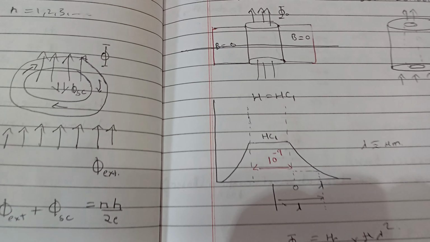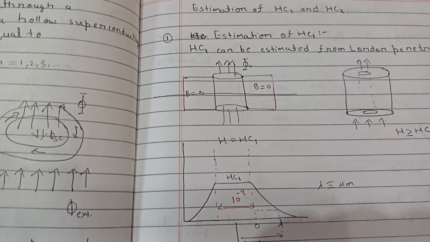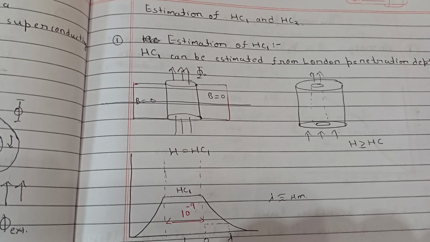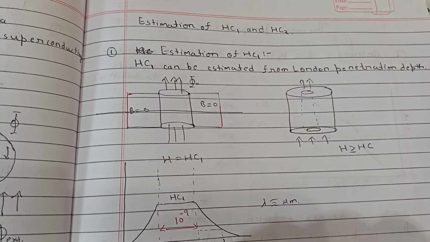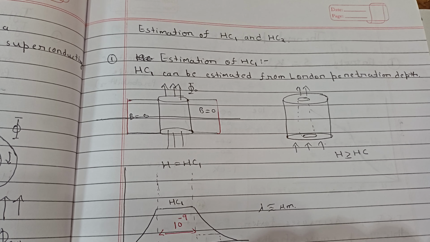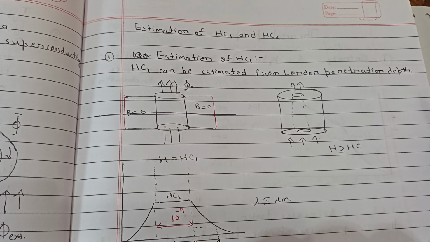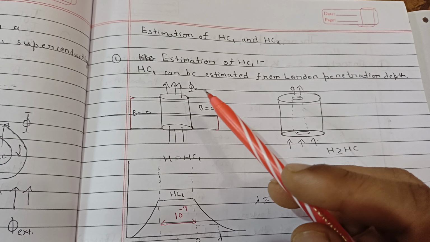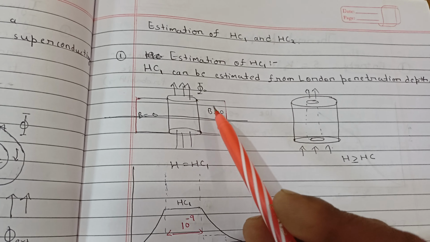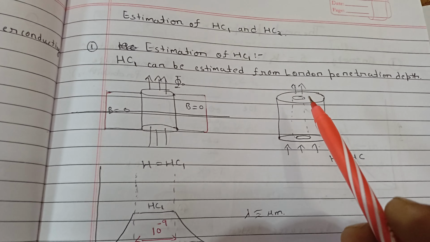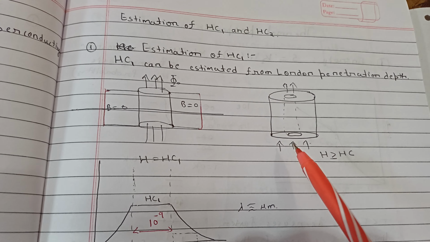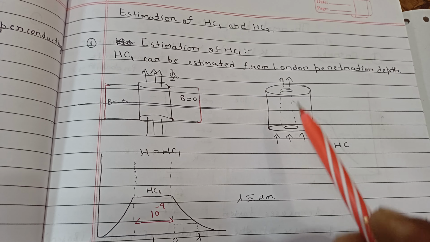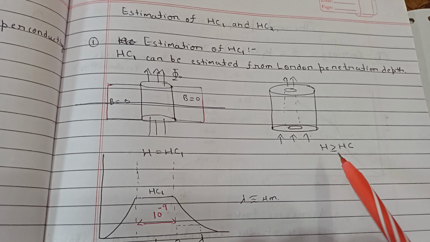Okay, estimation of HC1 and HC2. In the second type of superconductor, we're going to estimate the values of HC1 and HC2. So first, to estimate HC1, we know that at HC1 we will get a vortex, and that gives us the field which is phi naught. Okay, consider this is the bigger case. So it is superconductor, and at HC1 there is this vortex through which the field is passing.